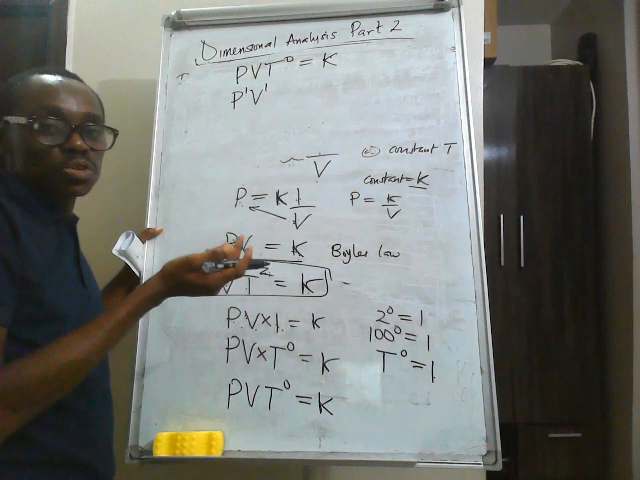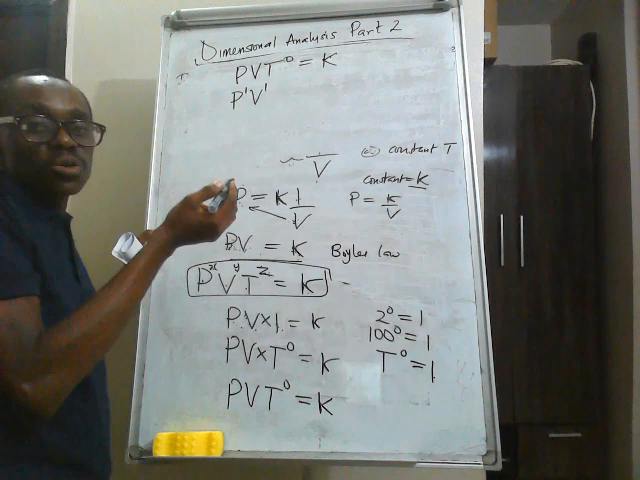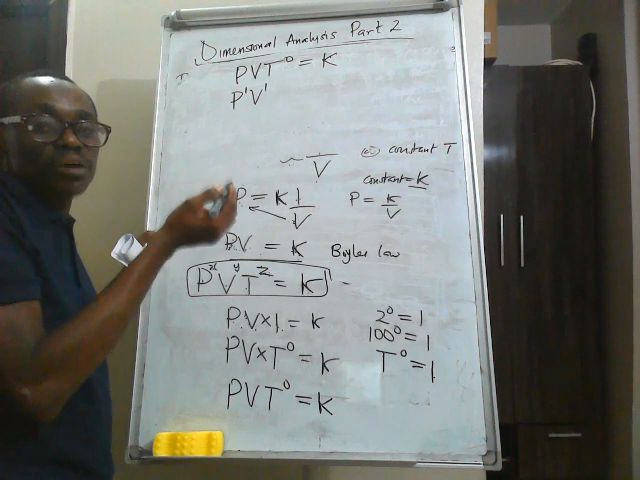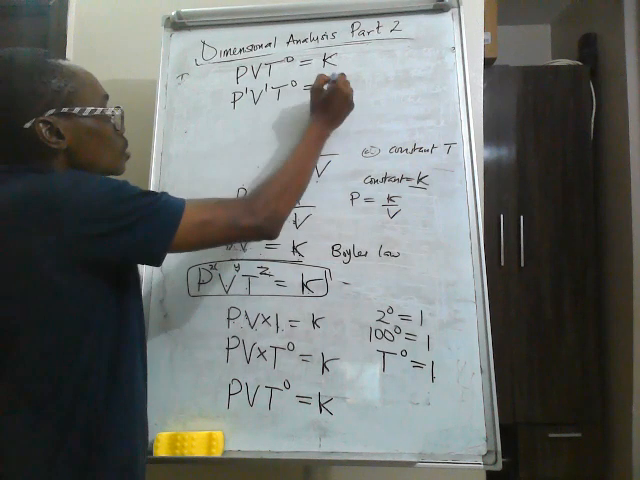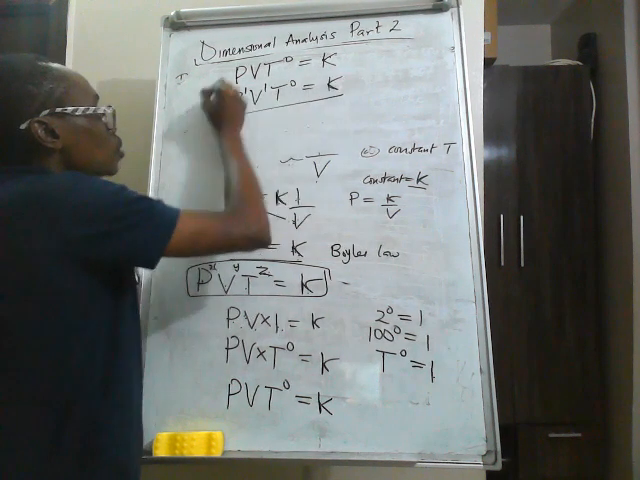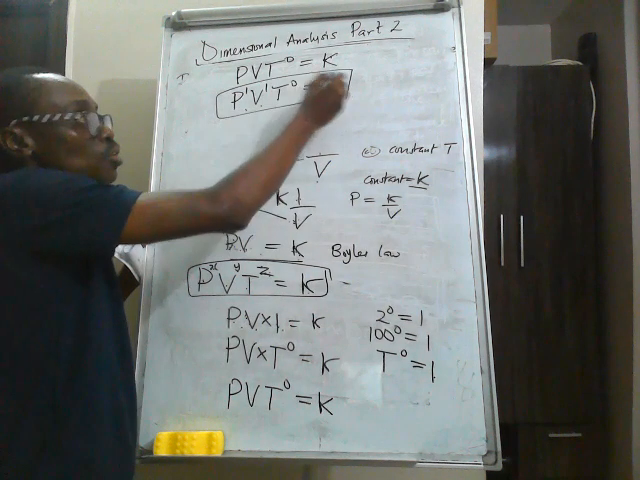From your mathematical knowledge, you know that any variable or number that doesn't carry power, the power is automatically 1. So that of T is 0. So this is actually Boyle's law. P raised to power 1, V raised to power 1, and T raised to power 0 equals K.